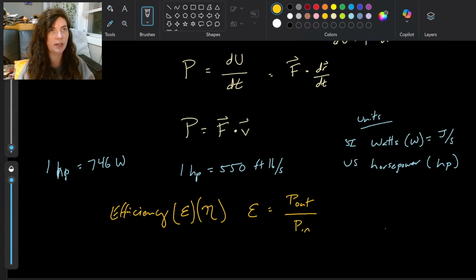And it's pretty much always going to be less than 1. For any mechanical action, any motor, anything, efficiency is going to be less than 1. Only in a perfect world would efficiency ever be exactly 1. And we don't get to live in a perfect world, so our efficiency is always going to be less than 1.